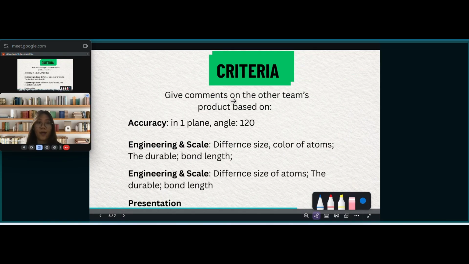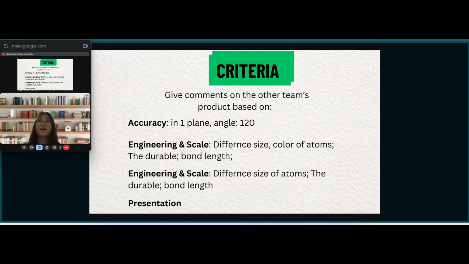After finishing, in 15 minutes, I will let a group present their product, and the class will score these products based on these criteria. The first one is accuracy. It is in one plane. Let's keep it in mind. The angle is 120 degrees. The scale is different in size and color of atoms. The second is durability, and bond length.